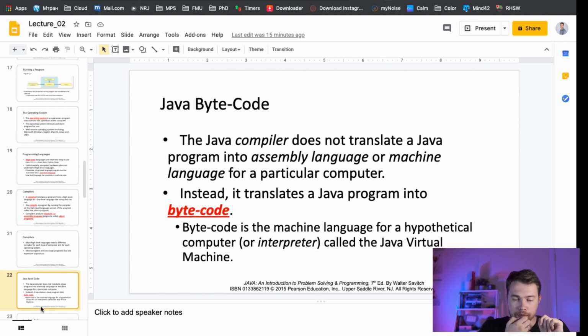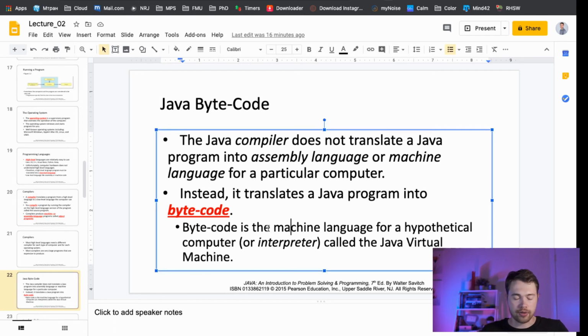So, Java bytecode. The Java compiler does not translate a Java program into assembly language or machine language for a particular computer. So Java actually solved that issue. Instead, Java translates the program into so-called bytecode. Instead of translating the source program into zeros and ones, Java translates it into a special version of lower-level language called bytecode, and that bytecode is machine independent.